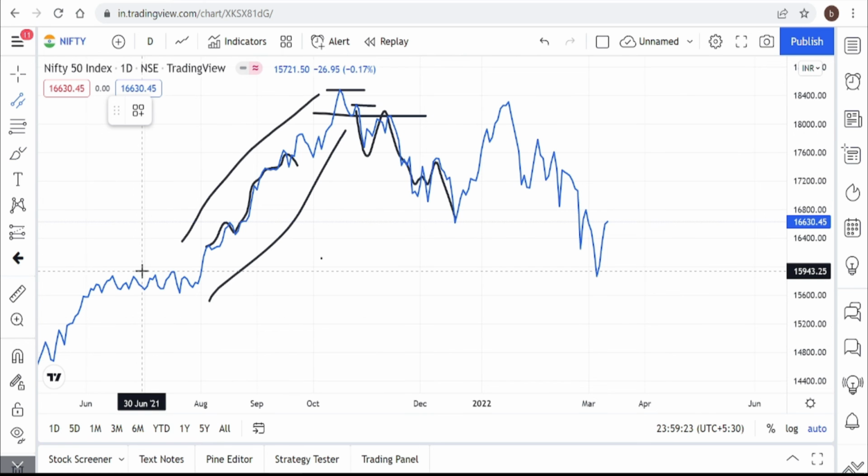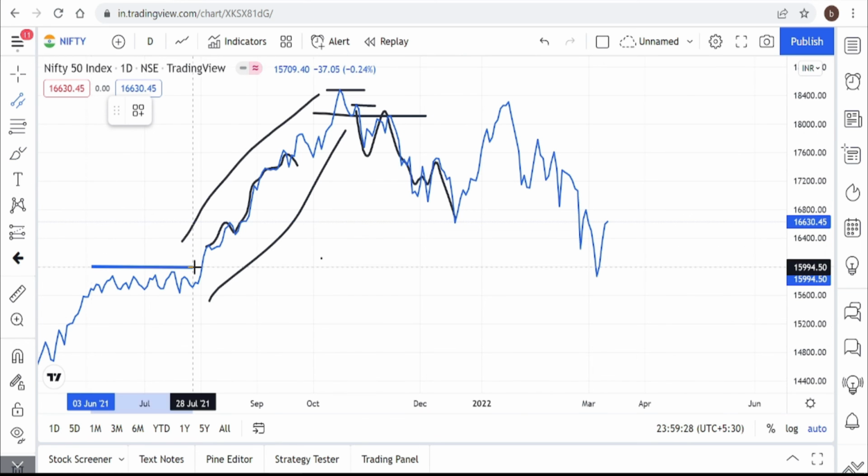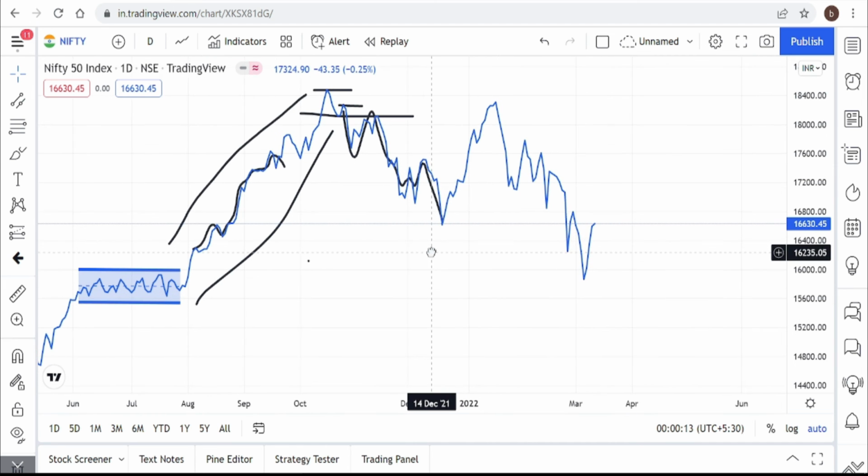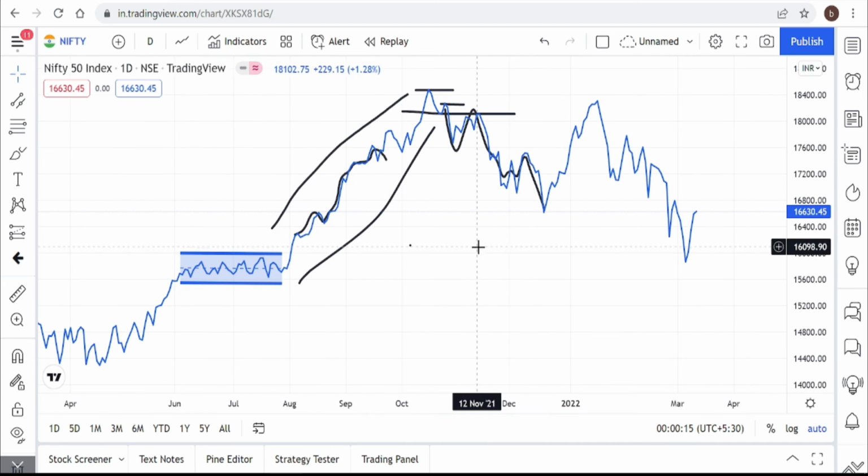Okay, now let's try to look at a sideways market. If you see this level, it is perfectly a sideways market. There is no point where the market has broken the support or resistance, but the market has moved sideways for this period of time. It is a bit clearer to understand trend identification using a line chart.